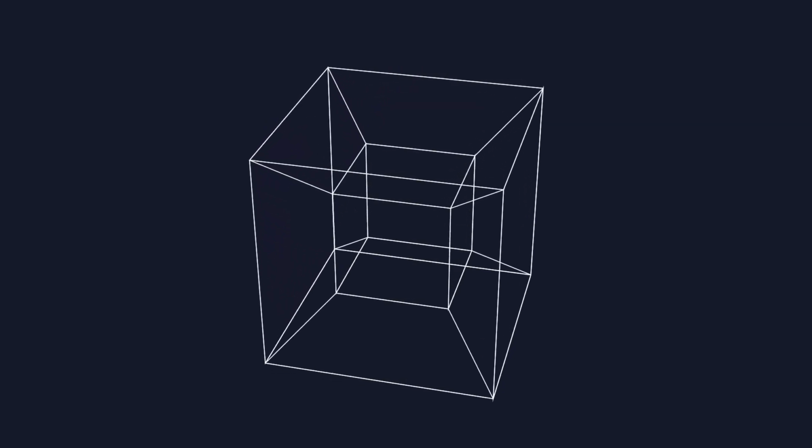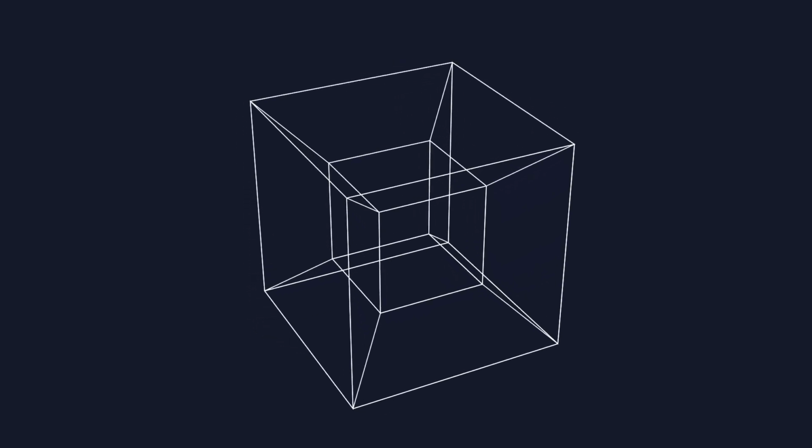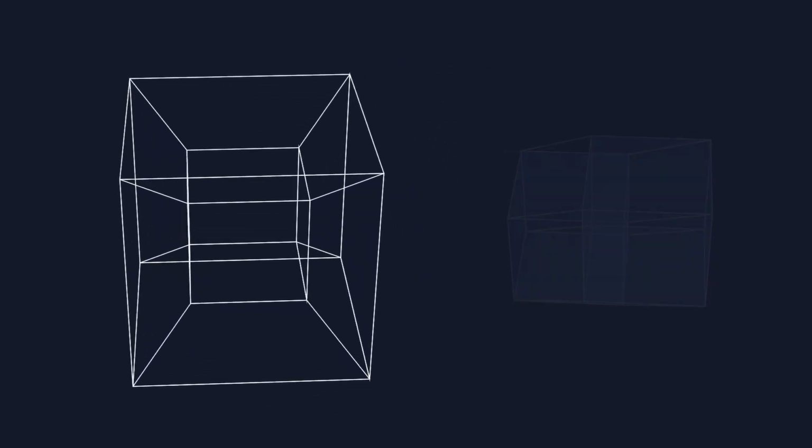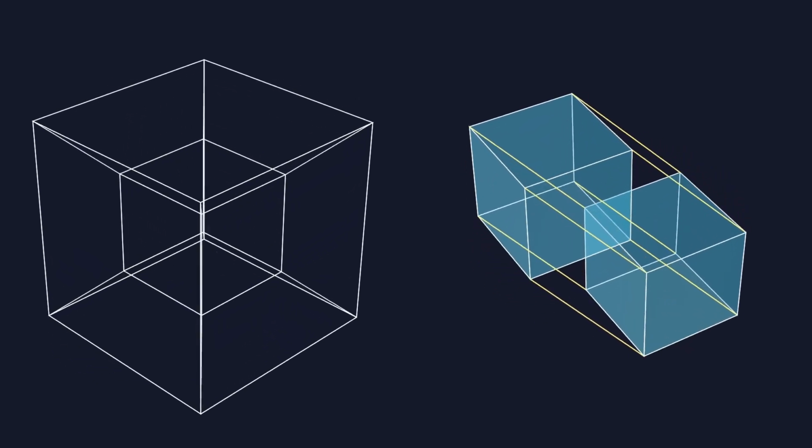This is where the most common tesseract depiction comes in. But it looks like two differently sized cubes, one inside the other, instead of this typical mathematical depiction. So why is it different?